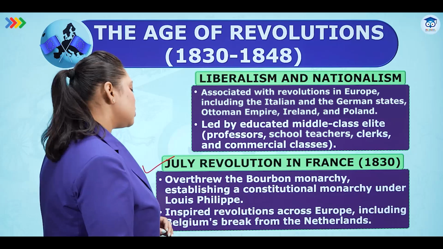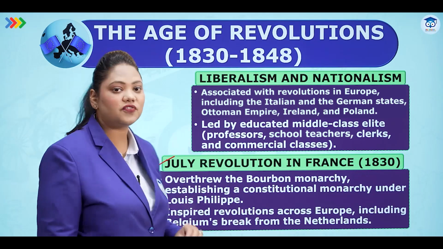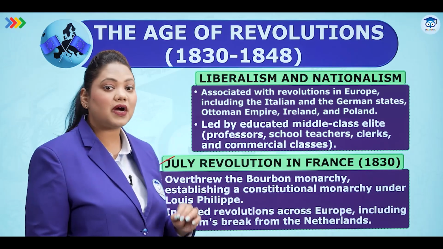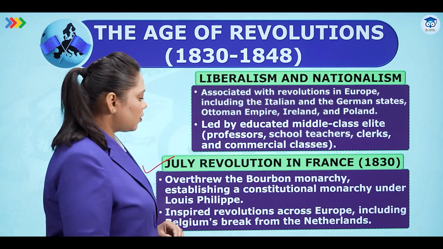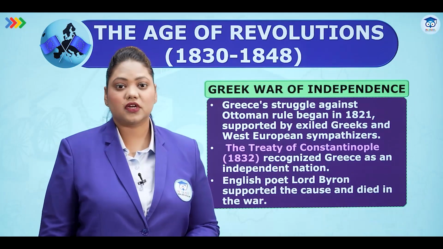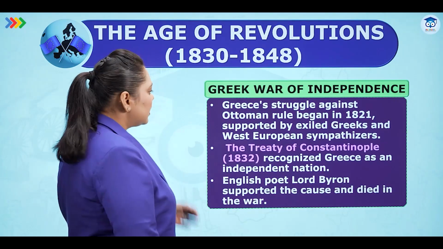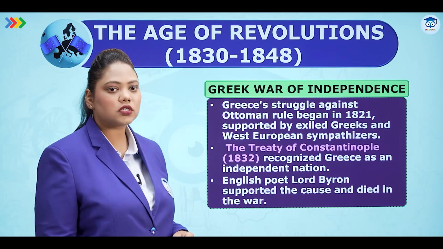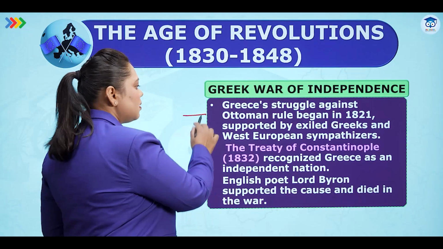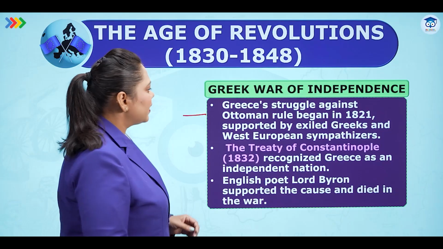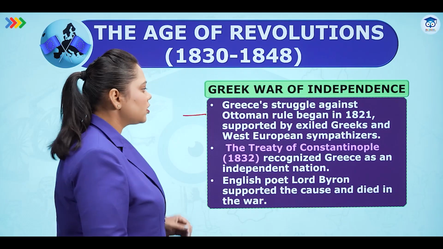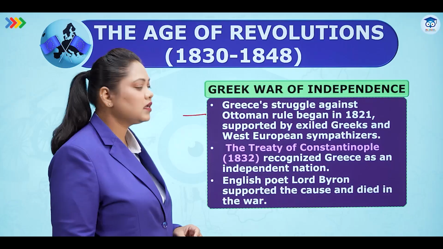This revolution in July in France in 1830 inspired revolutions across Europe, including Belgium's break from the Netherlands, and the Greek War of Independence, Greece's struggle against the Ottoman rule. Ottoman rule means a Muslim empire that ruled over Central Europe. The struggle began in 1821, supported by exiled Greeks and West European sympathizers.